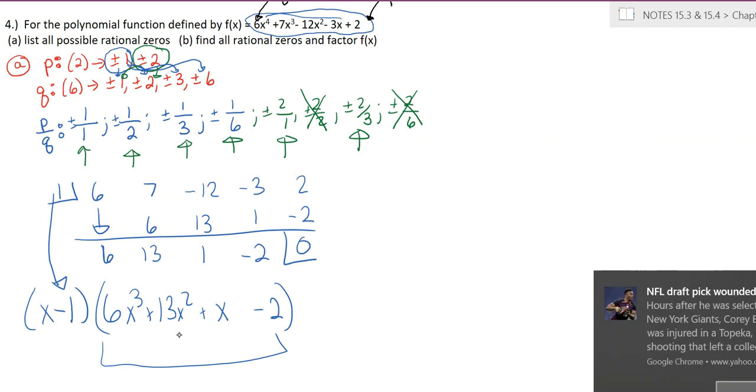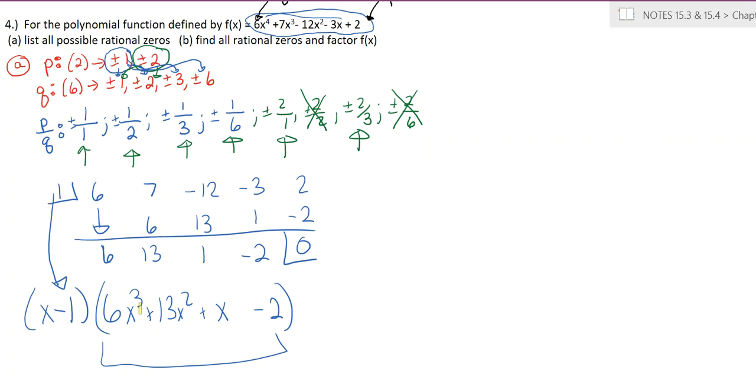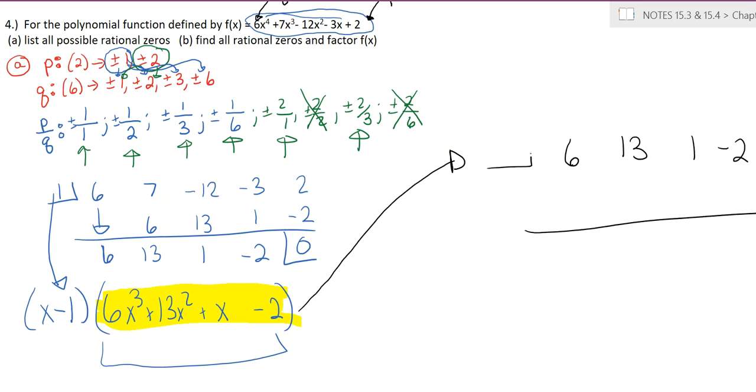So you have to repeat this process again. You're going to take this one and redo that process. We have 6, 13, 1, and negative 2. So I'm going to do the same thing, except now with this polynomial. The idea is that you're knocking down the degree. I started with a degree of 4, going down to a degree of 3, and then all the way down to a degree of 2.